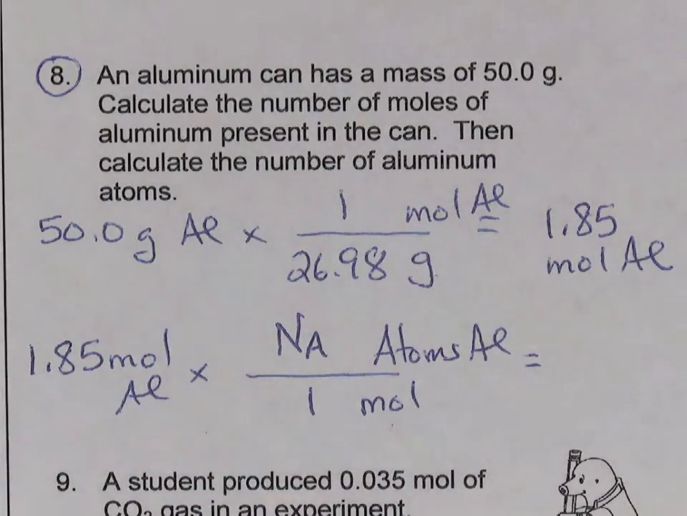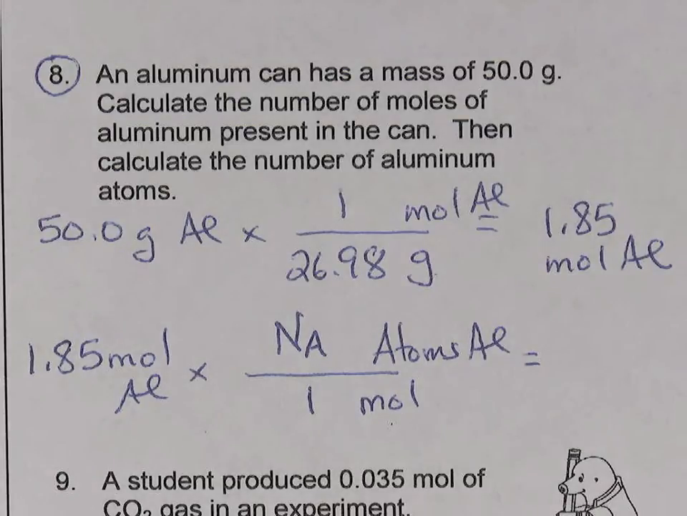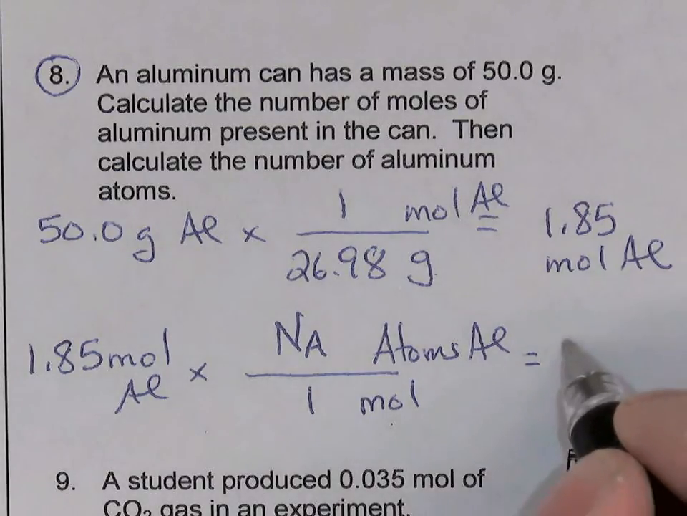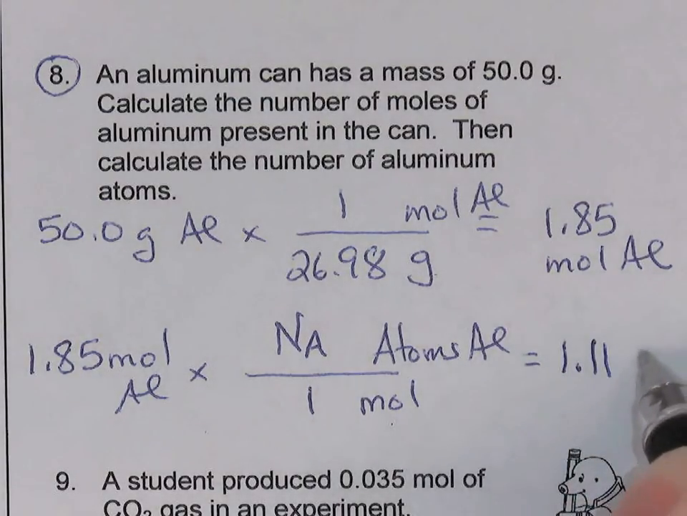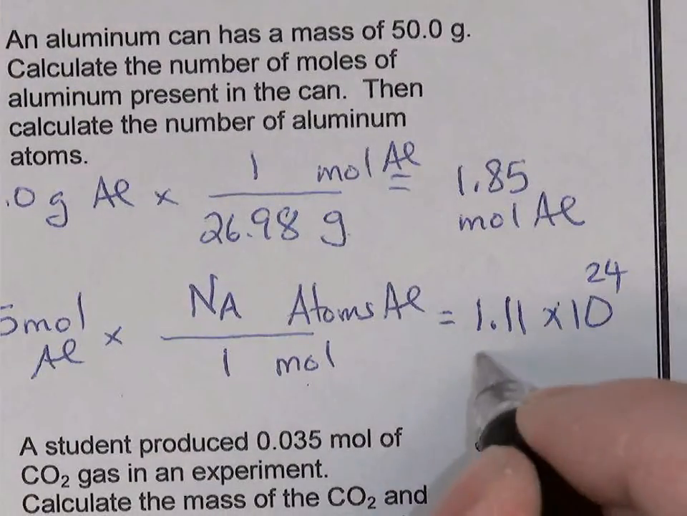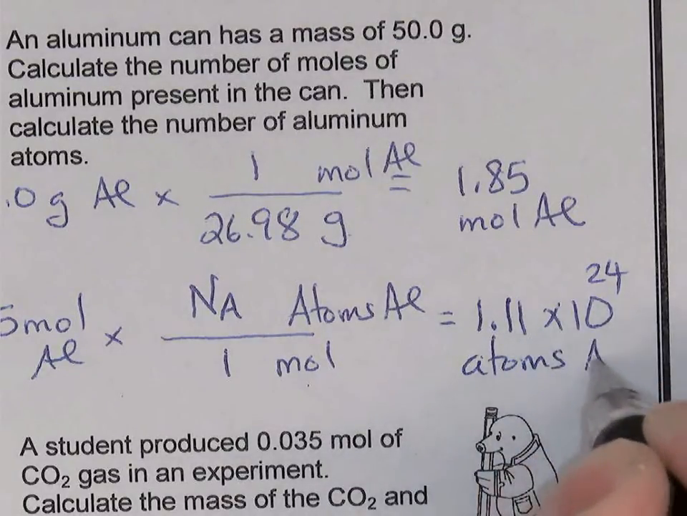So let's get this answer, and we're expecting a huge answer, right? The number of atoms in almost 2 moles is going to be a huge, huge number, so it should be times 10 to the power of some big positive exponent. So 1.85 times 6.022, using that scientific notation button, times 10 to the power of 23, equals, and it's pretty close to what we said, 1.11 times 10 to the 24, and that's going to be atoms of aluminum.